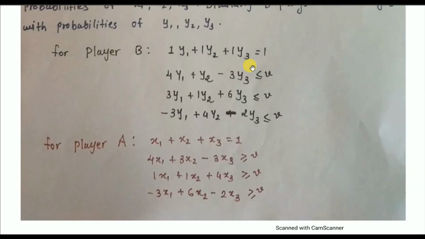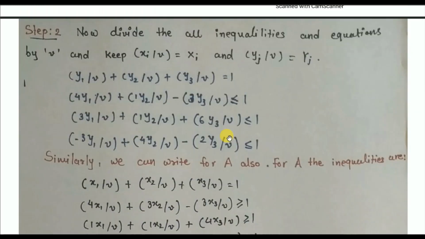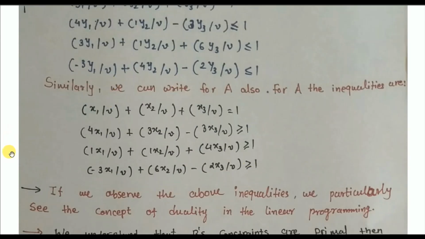In step 2, we divide all these equations and inequalities by V. That means y1 upon V, y2 upon V, y3 upon V, 1 upon V, and here V is already there, so it makes 1, 1, 1. Here I forgot to write down V, but here it is 1 upon V, so please note it down. y1 upon V plus y2 upon V plus y3 upon V is equal to 1 upon V. Now we write these terms as capital Y1, capital Y2, capital Y3. Similarly, we also do this for player A's and player B's equations.